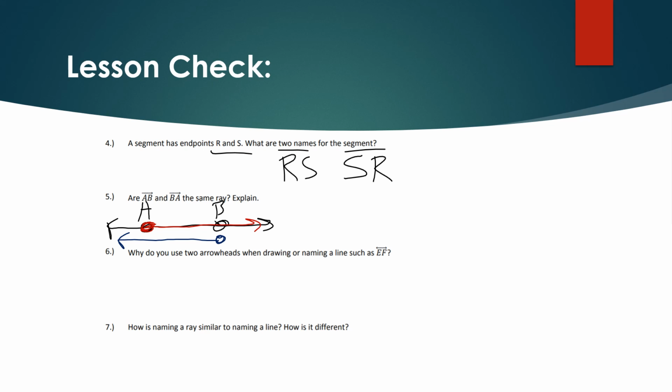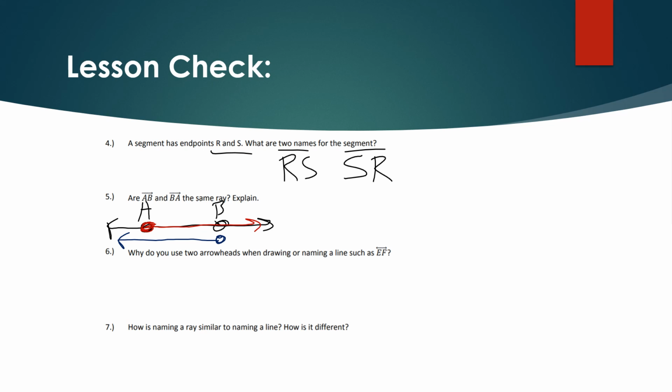Number 6 is more conceptual. They're asking, why do you use 2 arrowheads when naming a line, like line EF? So those arrowheads indicate that it goes on forever. And we know that a line goes on forever. That's why we use 2 arrowheads. A ray goes on forever in one direction, so we use 1 arrowhead. And I guess that's starting to answer number 7.